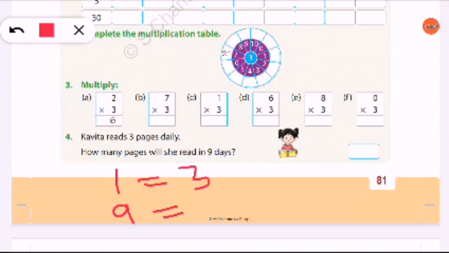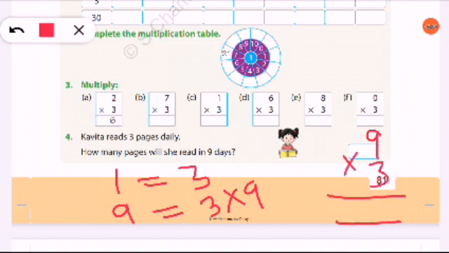So what will you do? 3 multiply by 9. We will do it here like this. We will write 3 multiply by 9. So how many pages? 27 pages. So in 9 days she can read 27 pages. In 1 day she reads 3, so in 9 days she will read more pages, so the answer will be 27 pages.